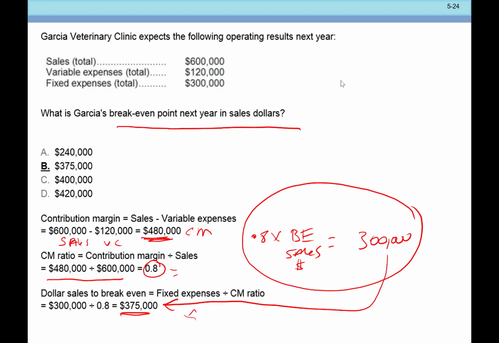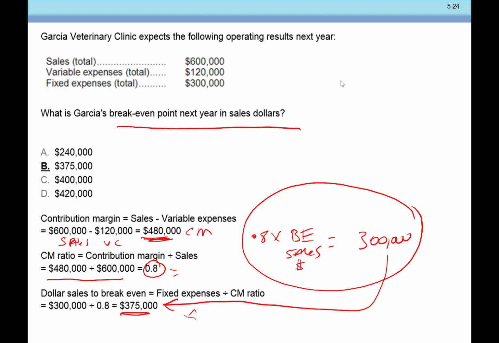Okay, good. Let's take a look at this one, veterinary clinic, Garcia. We have sales of 600,000, variable expenses of 120,000, fixed expenses of 300,000. This one made me come up with my contribution margin and contribution margin ratio using the larger numbers. So I just take the sales minus the variable cost, which gives me a contribution margin of 480,000. 480,000 divided by the sales price of 600,000 means I have a 0.8 contribution margin ratio.